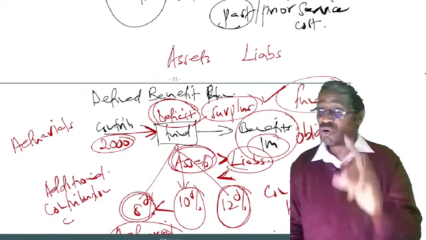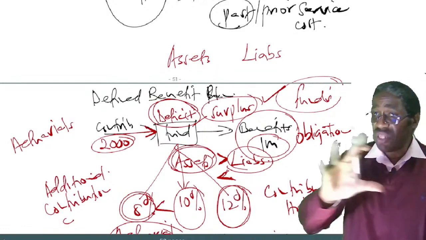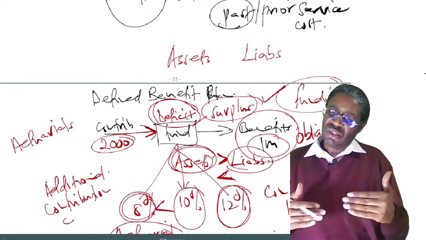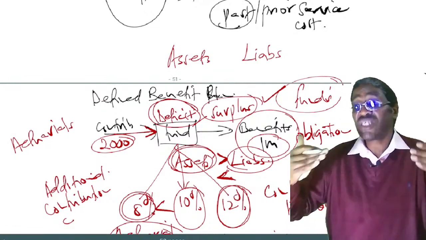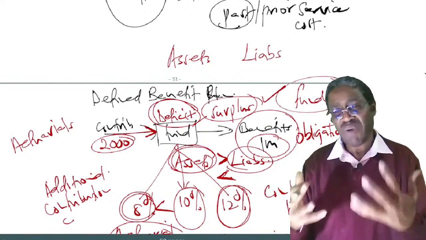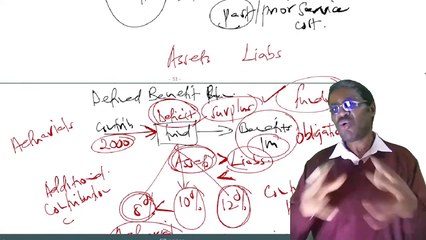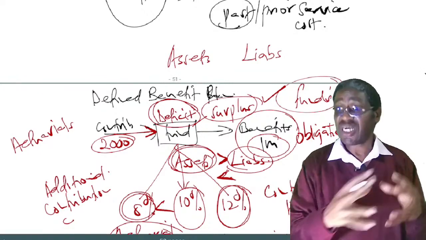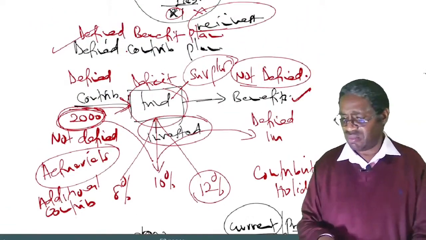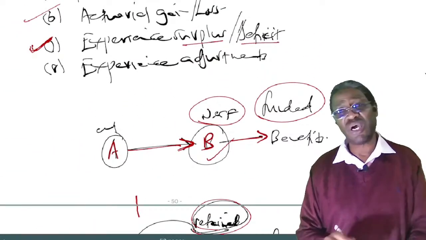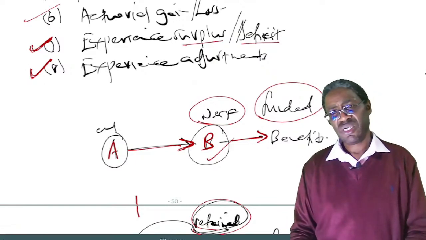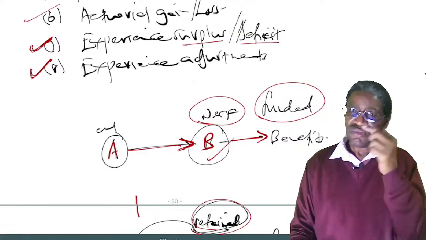So I'm hoping you have got the distinction there, that though the effect in the scheme is the same, in terms of definition, when you are talking about actual gain or loss, look at it from the point of view of the earnings in the fund. When you're talking about experience surplus or deficit, look at it from the point of view of the assets and liabilities. Good. Now, let's talk about the last term. There was that last term before we put down the notes. The last one is what we are calling experience adjustments.